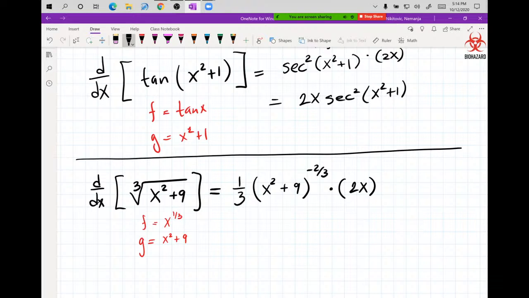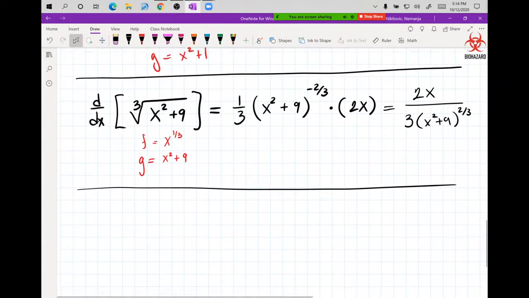Now we say, okay, what are all of the things that go on top? That's going to be 2x. And everything that goes at the bottom is 3 times x squared plus 9 to the 2/3, positive now, because we pushed it into the denominator. And this is where the whole thing ends. You could put this as a cube root to get rid of that fractional exponent, but it doesn't really matter. This is as far as we can go.